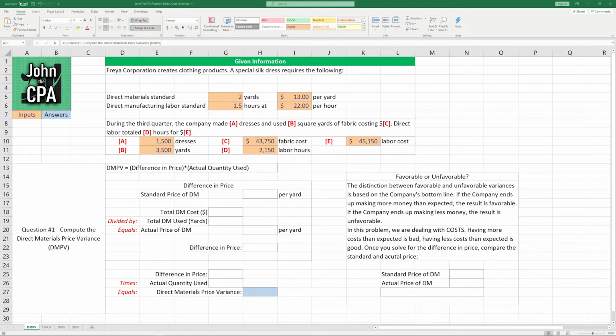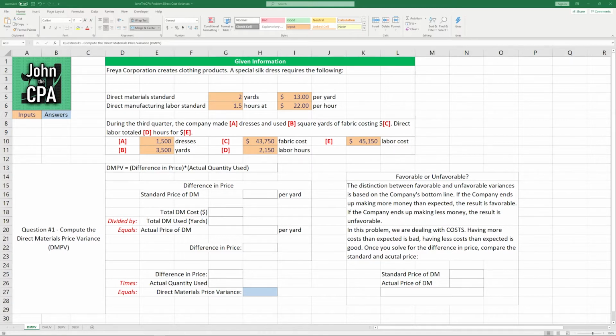Now let's get started. We have 4 problems here for you today that all stem from the same information, so let's read it. The Freya Corporation creates clothing products. A special silk dress requires the following. The standard amount of direct materials is going to be 2 yards at $13 per yard. The standard amount of direct manufacturing labor is going to be 1.5 hours at $22 an hour for one dress.